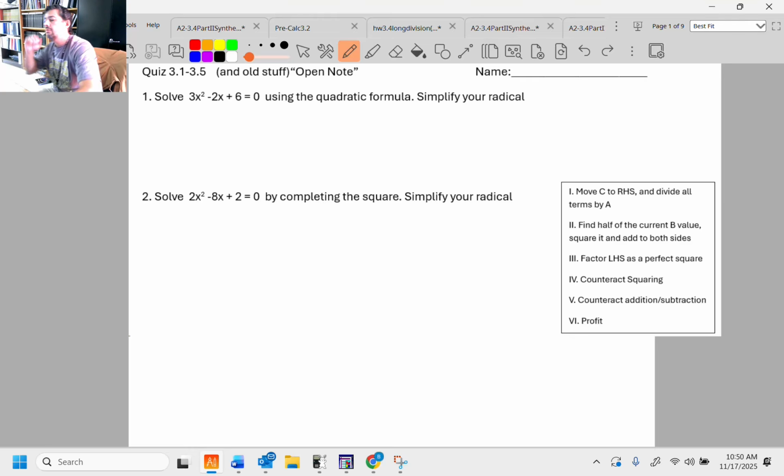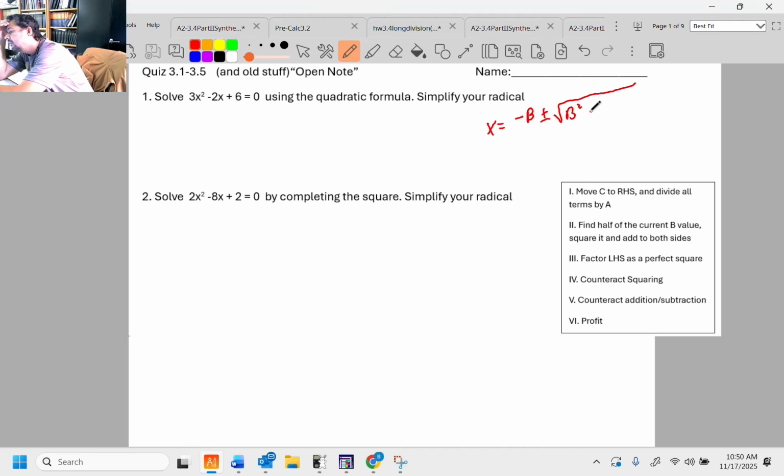Solve this thing using the quadratic formula. Simplify your radical. So hopefully you know the quadratic formula. If you don't, write this down because you get to use it. It goes x equals negative b plus or minus square root. Boy, my voice is off. B squared minus 4ac all over 2a. Of course, a is 3, b is -2, and c is 6.